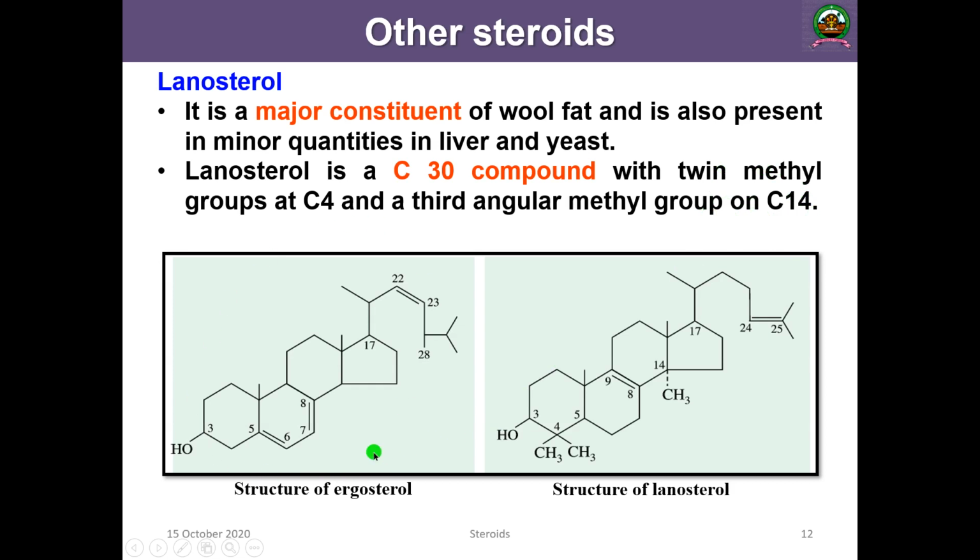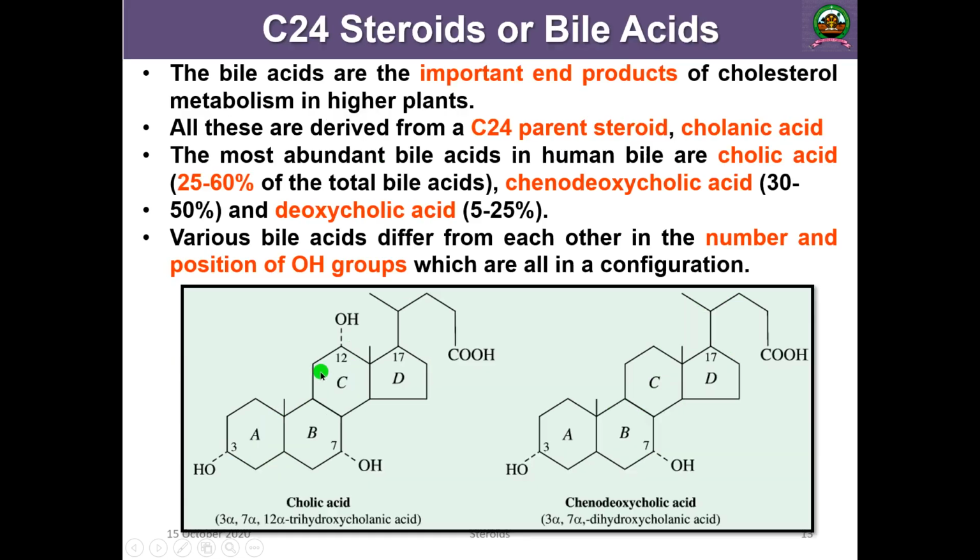Okay, so this is the structure of ergosterol, the basic 6-membered cyclopentanoperhydrophenanthrene ring, the hydroxyl group, this one. And this 23 and 28. All those things, and you can see the hydroxyl group, the methyl group. Here also, this is lanosterol. So almost the structures are similar. The only difference is here there is a methyl group. You can see the remaining everything is the same.